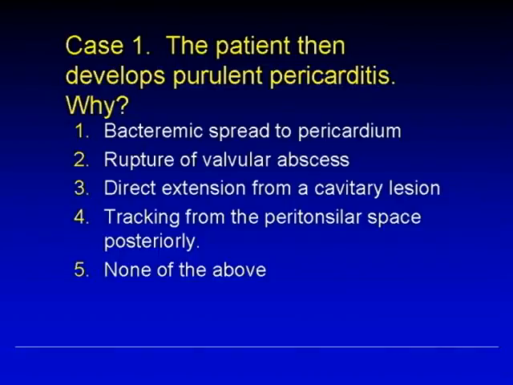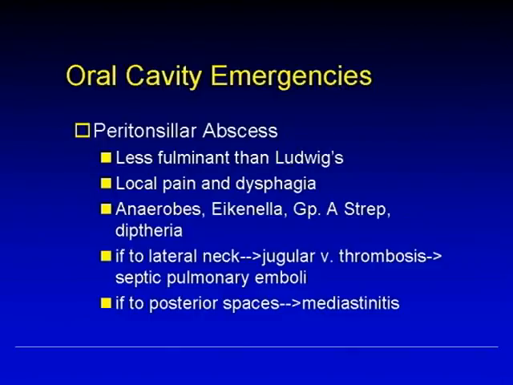A direct extension from a cavitary lesion is therefore possible, just as he might still have right-sided endocarditis and ruptured a valve. But the most likely thing that would connect everything together, starting with the pus in the throat, down to the cavities in the lung, and the pus around the heart, would be number 4, tracking from the peritonsillar space posteriorly. Let's go back and see how this could have happened and what are some of the processes that really explain the kind of life-threatening infections that we need to cover today.